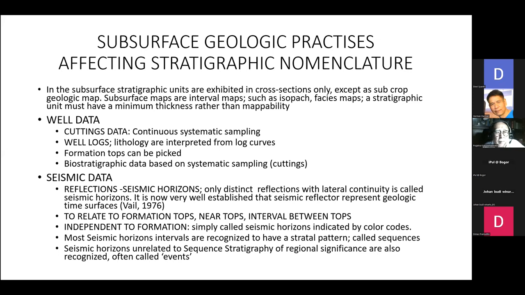But later on, seismic horizons became independent of formation. They're called simply horizons and are usually indicated by color code instead of by the name of the top of a formation. Then we also know that the intervals between horizons are recognized to have a stratal pattern called sequences. So actually, sequence stratigraphy is based on the stratal pattern within two seismic horizons, rather than on lithology or anything else.